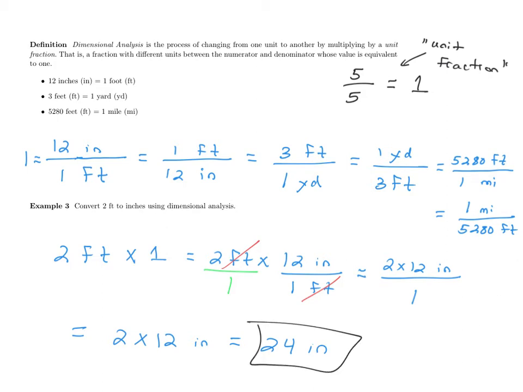This is why multiplying by 12 worked on the previous slide. When we said multiply by 12, technically we were multiplying by 12 inches divided by 1 foot. And since feet was in the denominator, it canceled the feet that was in the numerator in the start of our problem. And then inches was the unit that was left over.